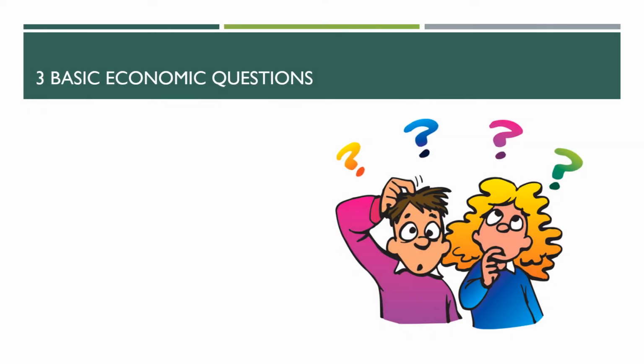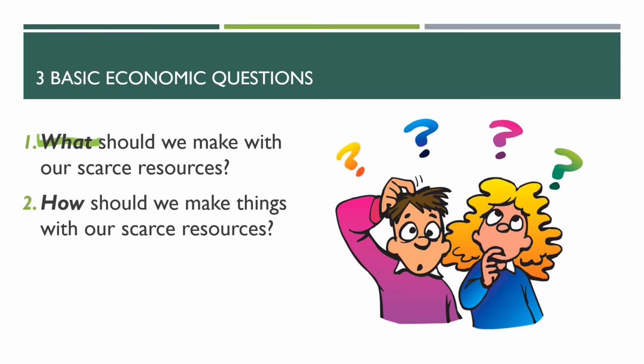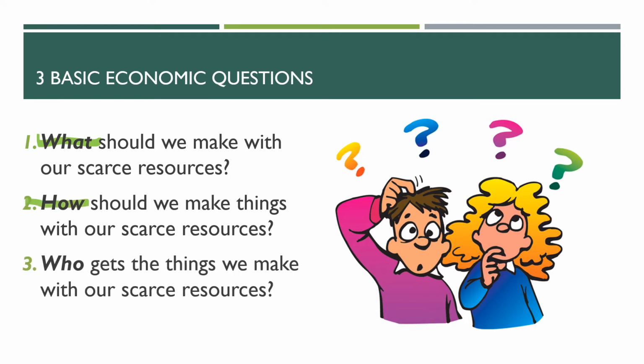Now, as I said, economies are designed to answer questions about how to use resources. And there are three basic questions when we're talking about resource utilization. The first question is, what should we make with our scarce resources? The second question is, how should we make things with our scarce resources? And the last question is, who gets the things that we make with our scarce resources? So if you're just trying to think of a quick way to remember this: what should we make, how should we make it, and who gets it?